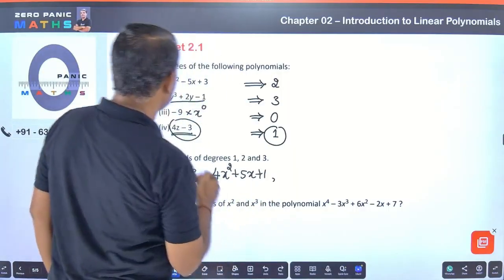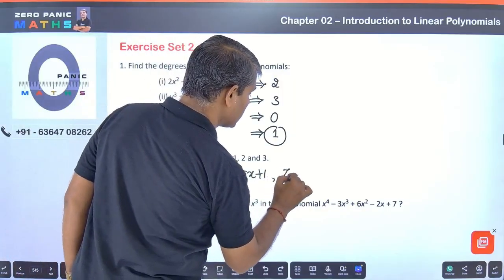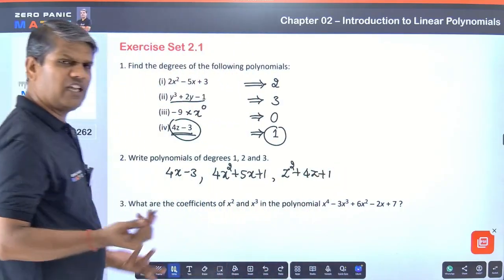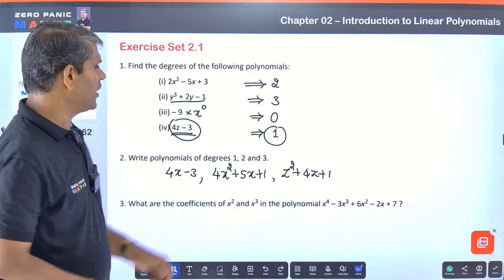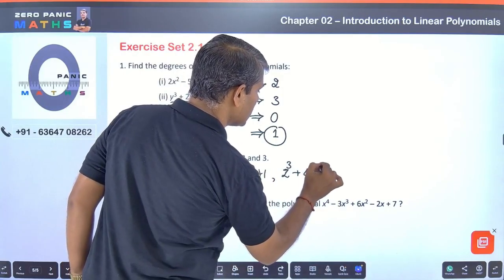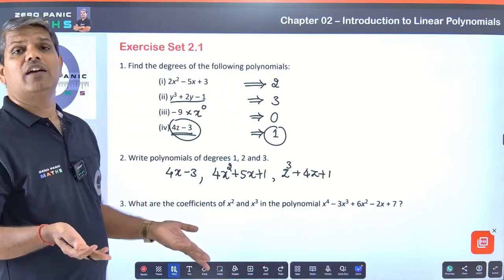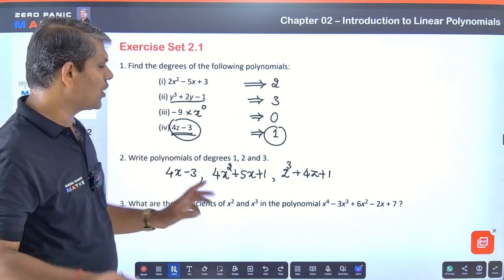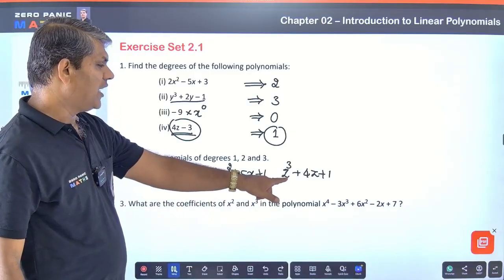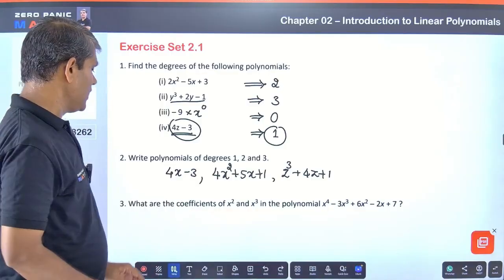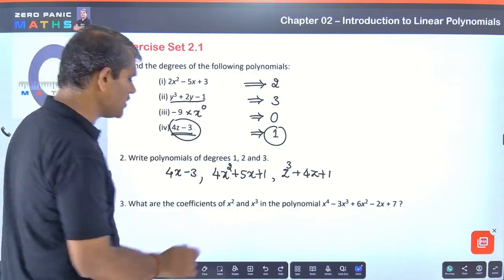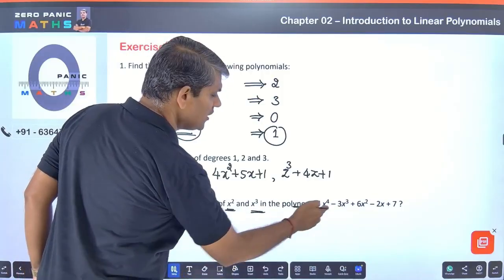Now similarly with degree 3, you have the answer here. I will write it as z square plus 4z plus 1. Anything you can take. Sorry, it is not z square, it is z cube I'll consider, and 4z square, or you assume that the z square term is not there in that polynomial, that is also okay, but it should have the highest power as 3. Such a polynomial is of degree 3 and is called a cubic polynomial, you know that. Okay, now what are the coefficients? The third question, it's simple only. What are the coefficients of x square and x cube in this given polynomial?